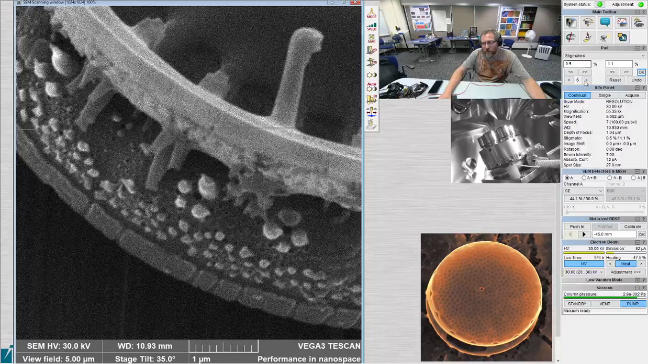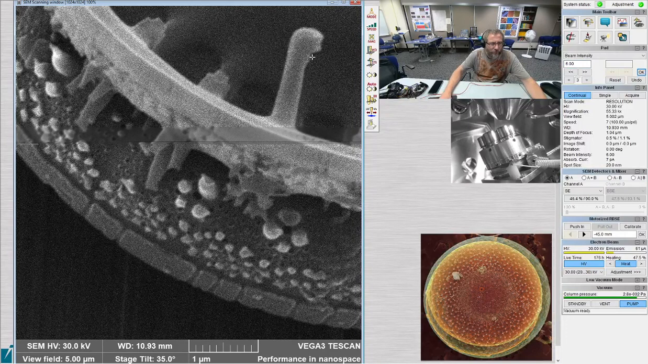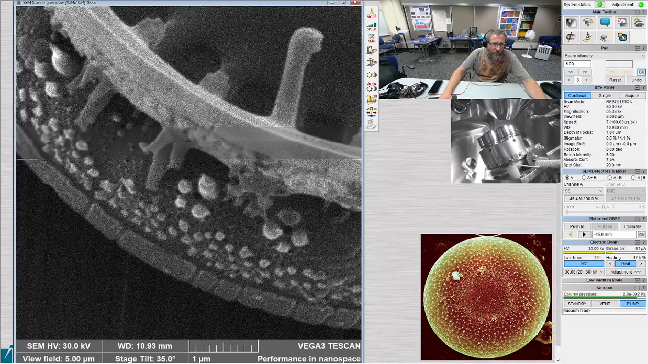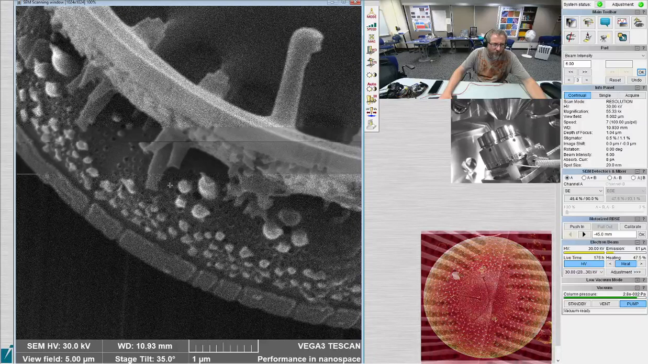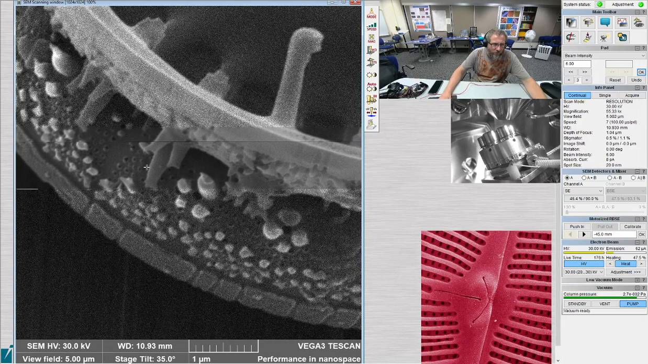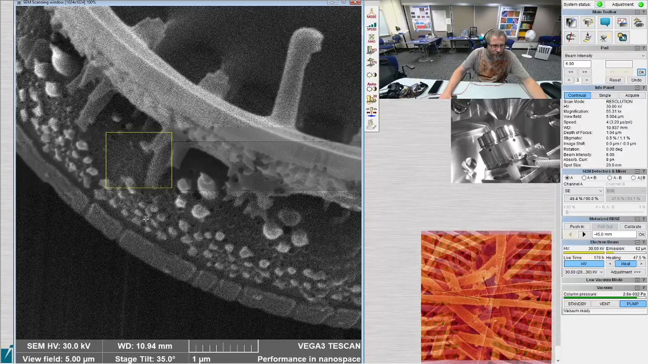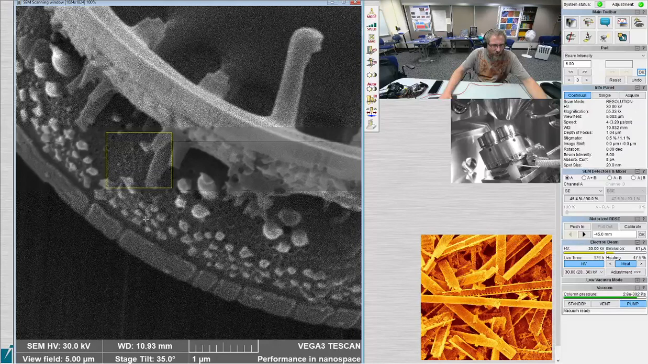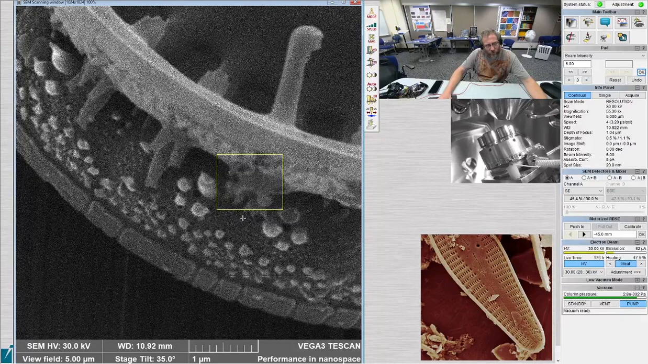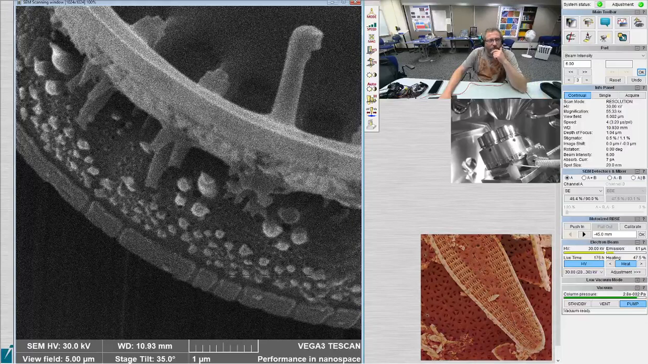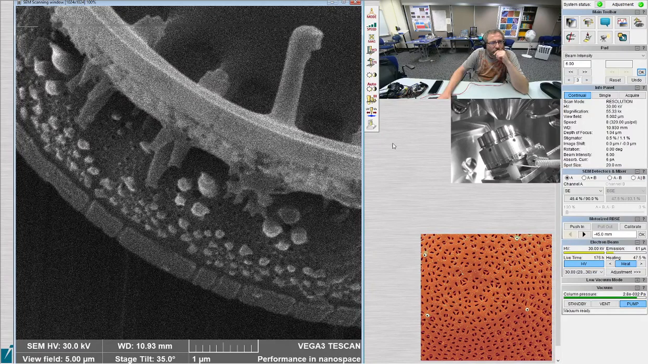Let's see if I can improve that any. That's about as good as it'll go. Looks pretty good. We'll just take a long photo for that one, because it will give us a little bit better resolution.